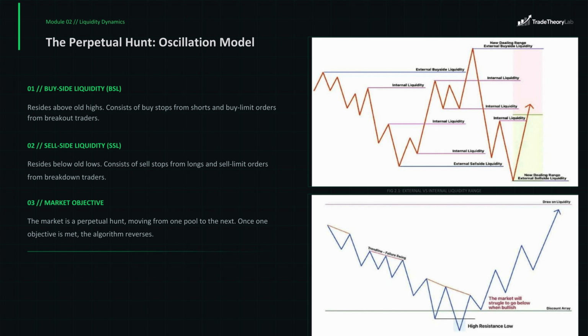The market is constantly oscillating between these pools of liquidity. It is a perpetual hunt. When you see price rallying toward an old high, it is not just trending, it is being drawn toward the buy-side liquidity resting above that high. Once that liquidity is tapped, the objective is met, and the market may then reverse to seek out the sell-side liquidity resting below an old low.